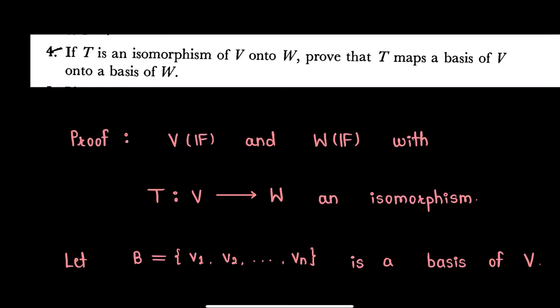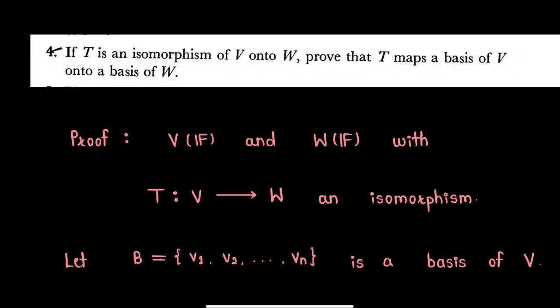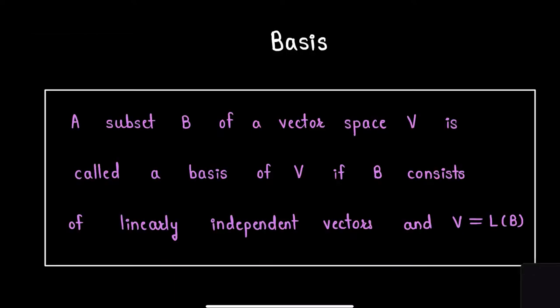In this video, I am going to solve an exercise question from the book Topics in Algebra, from chapter 4, Vector Spaces and Modules. The question is: if T is an isomorphism of vector space V onto W, prove that T maps a basis of V onto a basis of W. Before proving the given result, we will recall the definition of basis of a vector space.